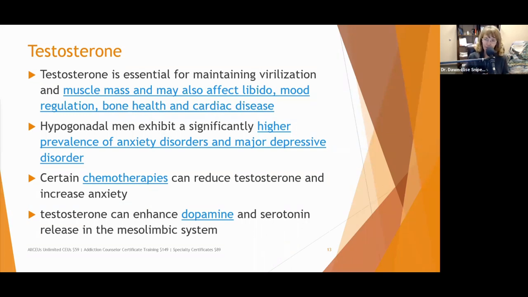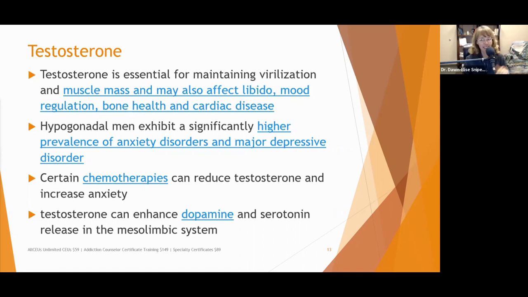Certain chemotherapies can reduce testosterone and increase anxiety. Most of these chemotherapies that reduce testosterone tend to be centered around prostate cancer and other testosterone-oriented cancers. But any chemotherapy is exceptionally stressful on the body and can reduce testosterone levels.